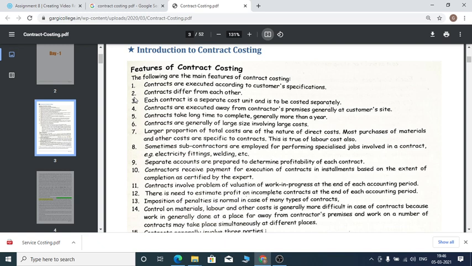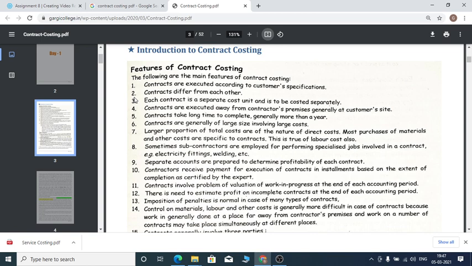Third, each contract is a separate cost unit and is to be costed separately. As we have discussed, every contract is different, so a single contract is treated as a single cost unit. After calculating the total cost, you will say the cost of this contract is so and so, the cost of the second contract is so and so. Every contract is different and separate from each other.